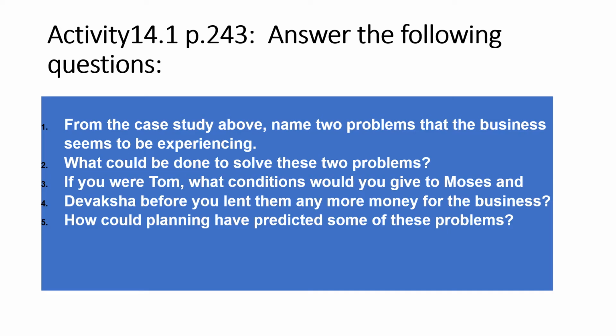Now please answer these questions based on the case study. From the case study above, name 2 problems that the business seems to be experiencing. What could be done to solve these 2 problems? If you were Tom, what conditions would you give to Moses and Devashka before you lent them any more money for the business? How could planning have predicted some of these problems?